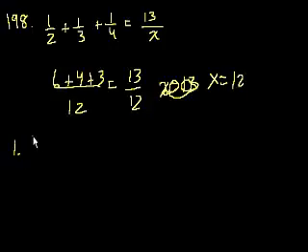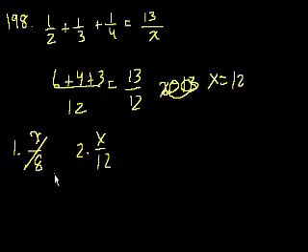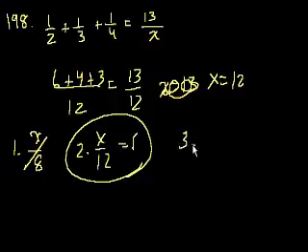Okay, so they give us a couple of choices. Choice 1, x over 8. Is that an integer? No. 12 divided by 8 is not an integer. It's 1 and 1/2. Choice 2, x divided by 12. Is that an integer? Yeah, sure. 12 divided by 12 is equal to 1, so that works. Choice 3, x divided by 24. No, x is 12, so x divided by 24 is half. So 2 only is the answer, and that is choice B.